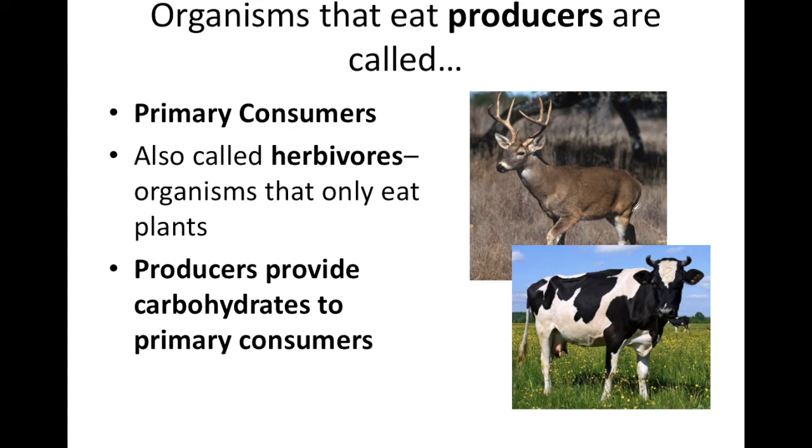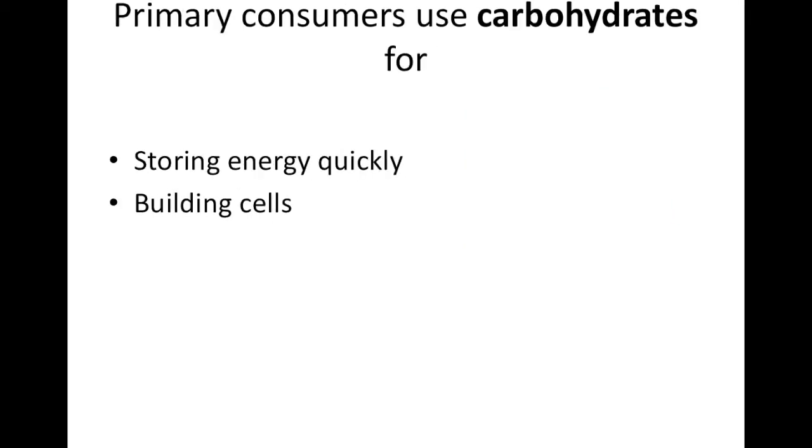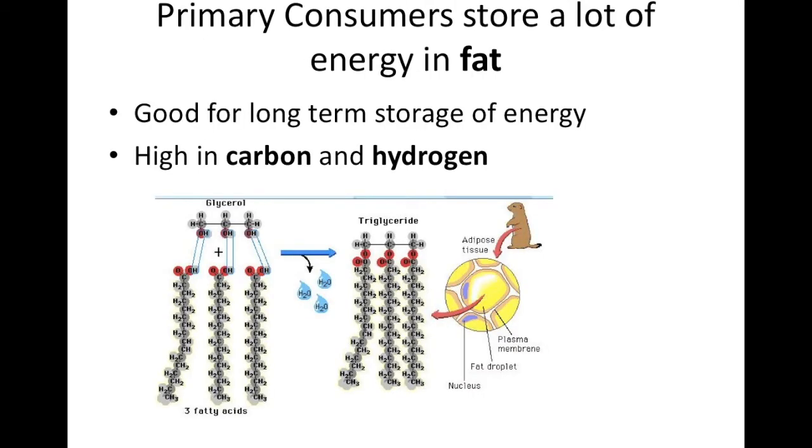and they're known as herbivores or primary consumers. These herbivores and primary consumers are going to use the carbohydrates basically for storing energy very quickly. So, and also for building their cells. But first they have to convert those carbohydrates into some other molecules. So they take the elements that are there, and if they want to store any excess energy, they're going to store it into fat tissues.